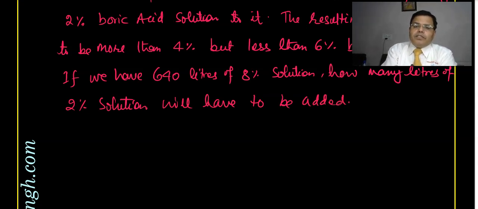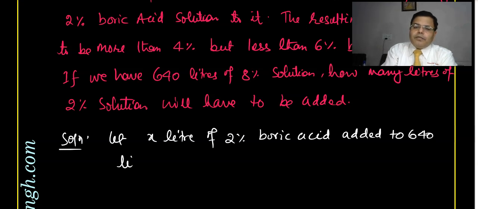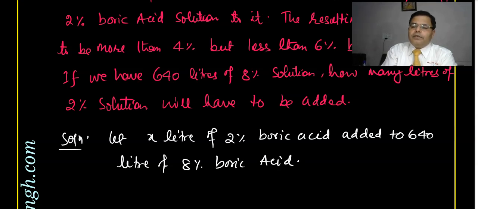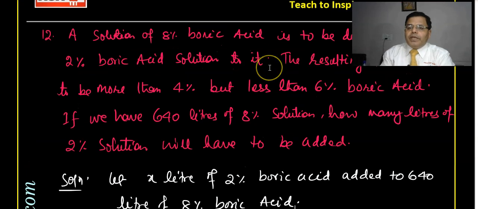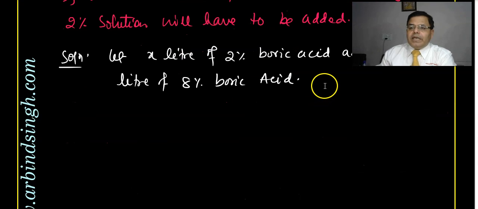Now for solving this question, we can write here: let x liters of 2% boric acid be added to 640 liters of 8% boric acid. So the output should be more than 4% but less than 6% boric acid. We already have the two types, 8% and 2%, so the result is more than 4% and less than 6%.